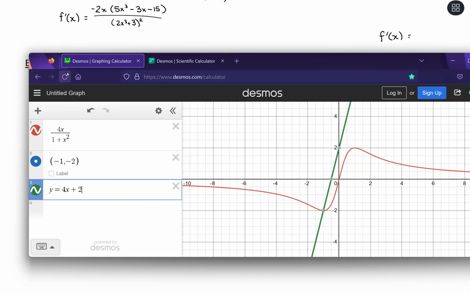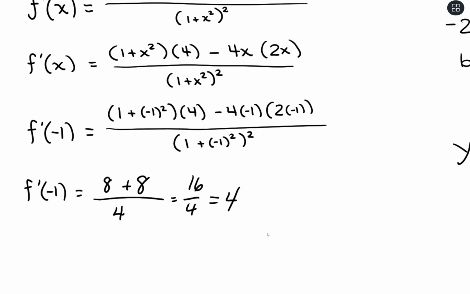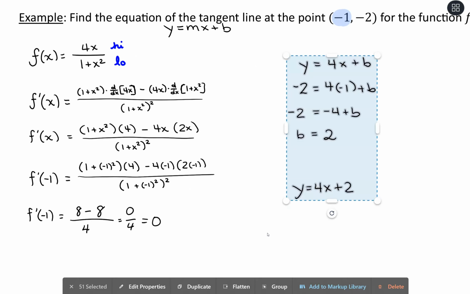Uh-oh. I moved too dang fast because that should be a minus 8. And that's where it's good to graph and check your answer, because that'll be a 0 with a slope of 0. So with this, let's go ahead and get rid of that and make our corrections.